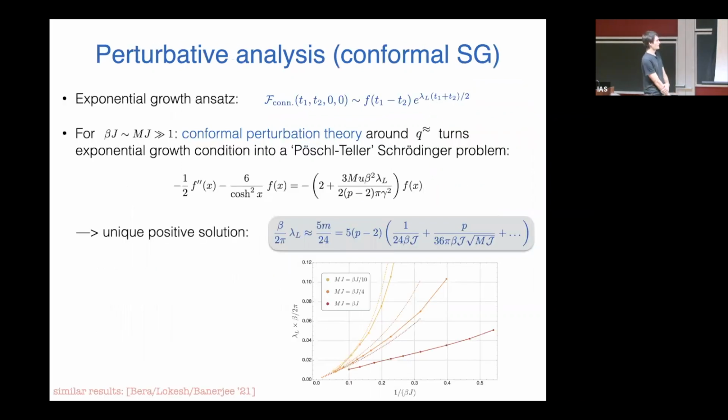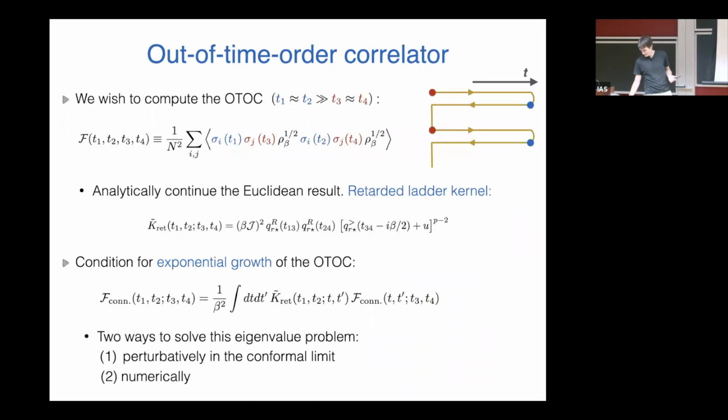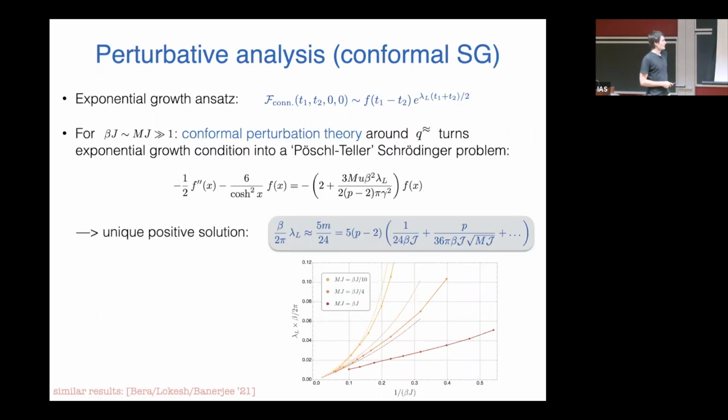So if you try to do it analytically, in this regime where QR is much smaller than U, you do essentially something like conformal perturbation theory around this approximate solution. The approximate solution was the one that describes this conformal behavior, and you can now consider fluctuations around that and try to solve this eigenvalue equation analytically. And what happens? You make an ansatz for the eigenfunction of that kernel, which exhibits this exponential growth.